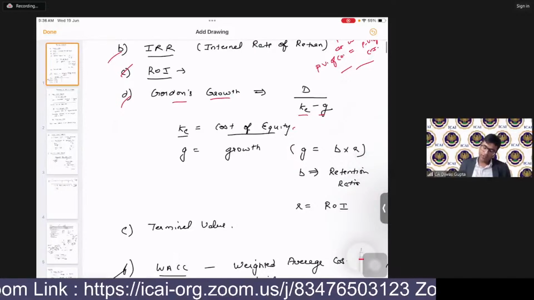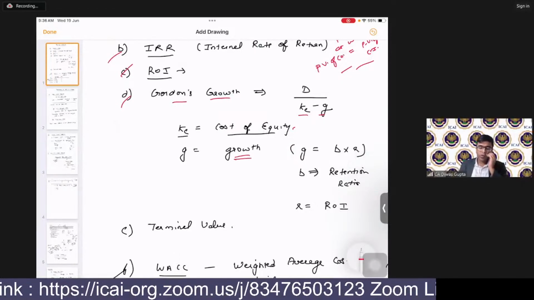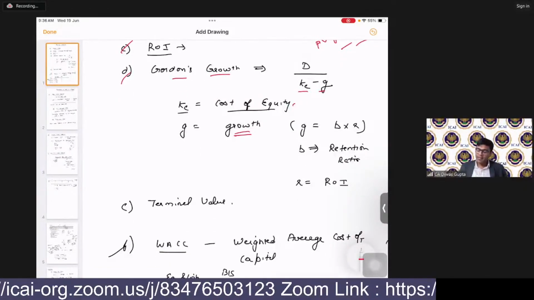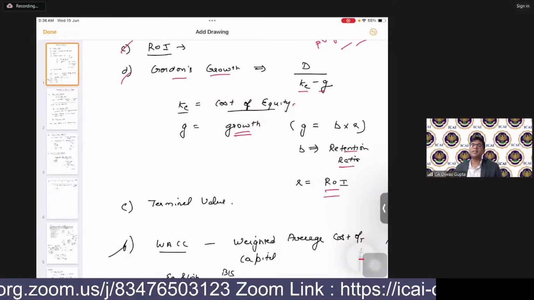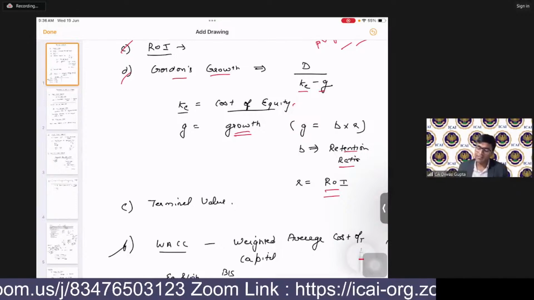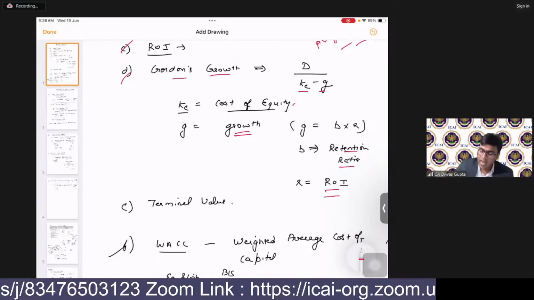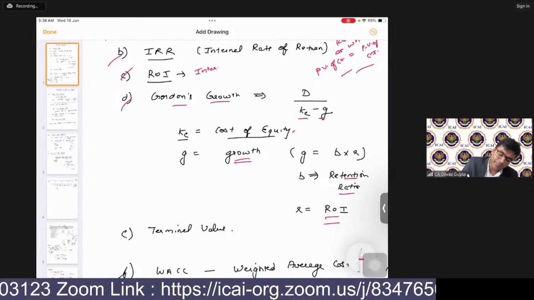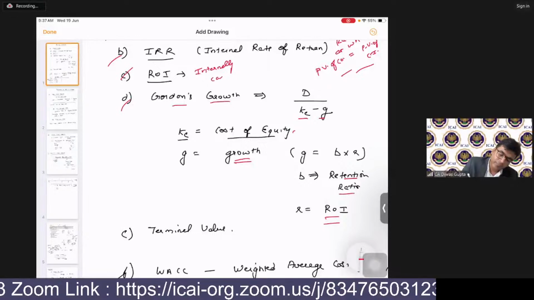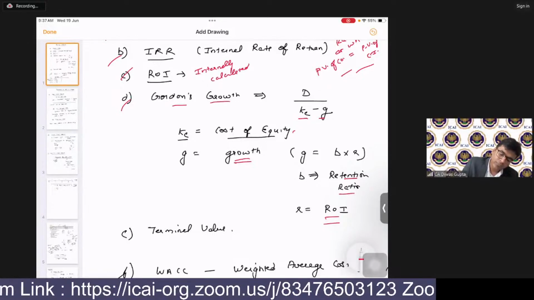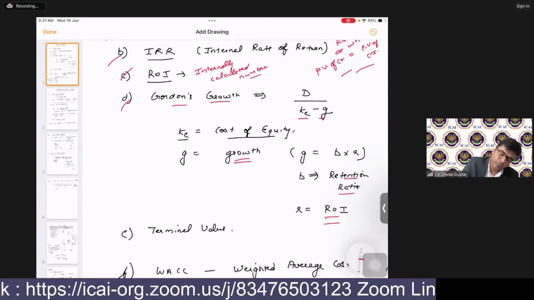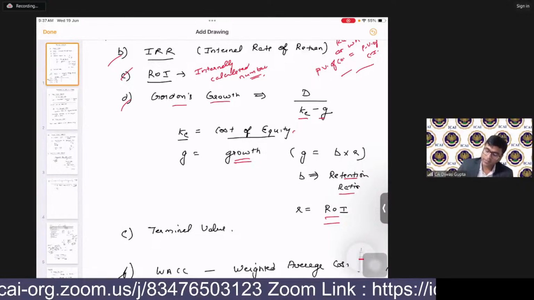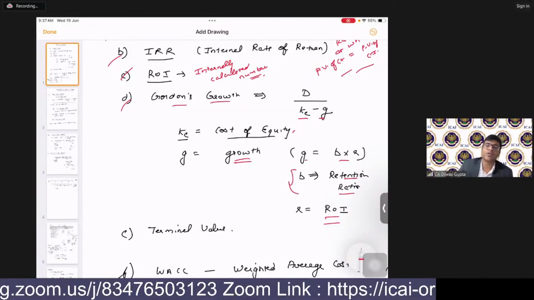So this becomes cost of equity, and growth is actually B into R. This is a formula that we have studied earlier. B into R, where B is the retention ratio and R is the return on investments, right? And this R, return on investments, is again an internally calculated number. R is actually ROI, B is actually the retention ratio, and hence growth is equal to B into R.